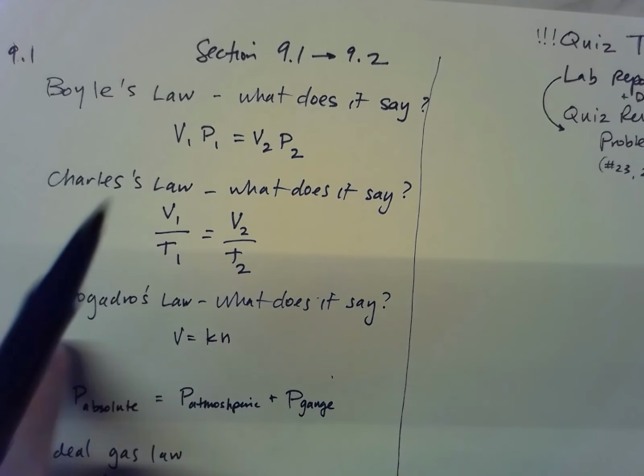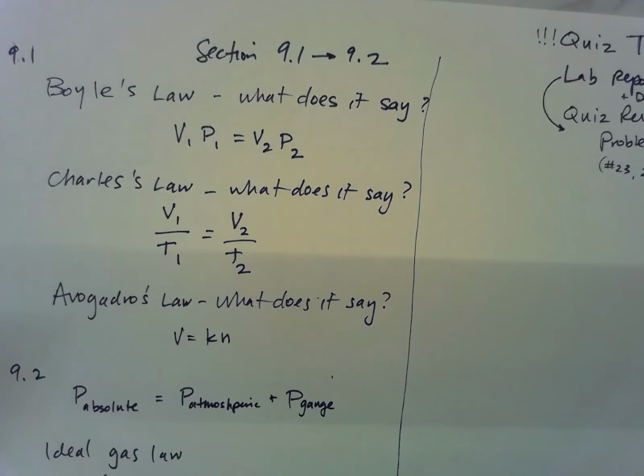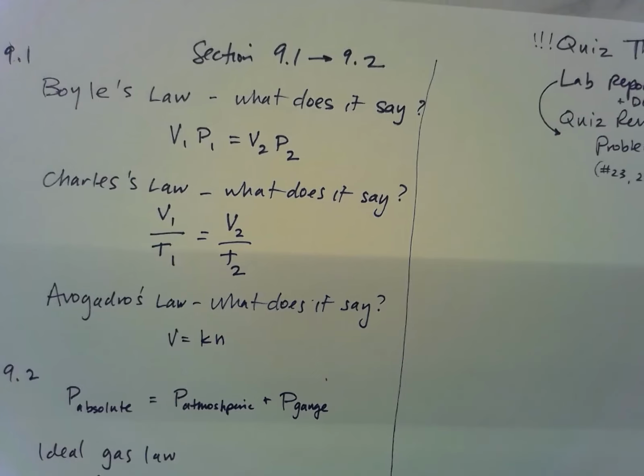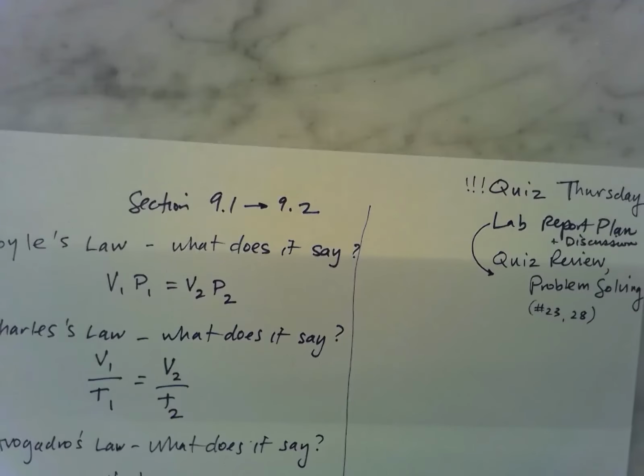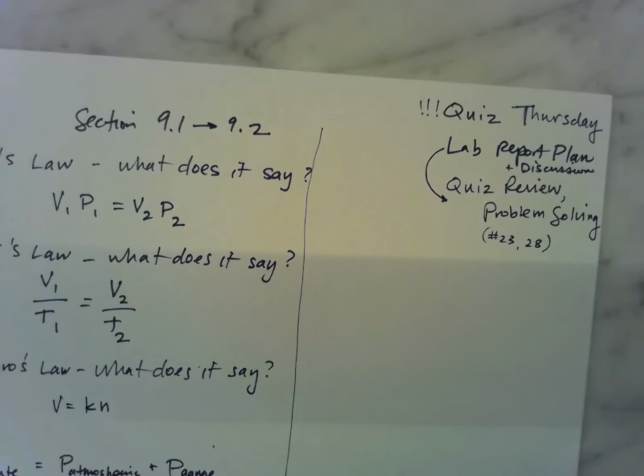You got 1, 2, 3, Avogadro, who we're familiar with from his number. Okay, so that should actually help you with this one. All right, so let's get into what we are going to do with these.